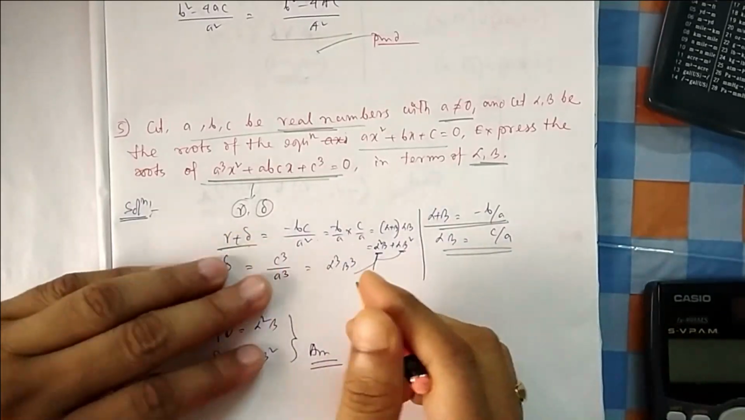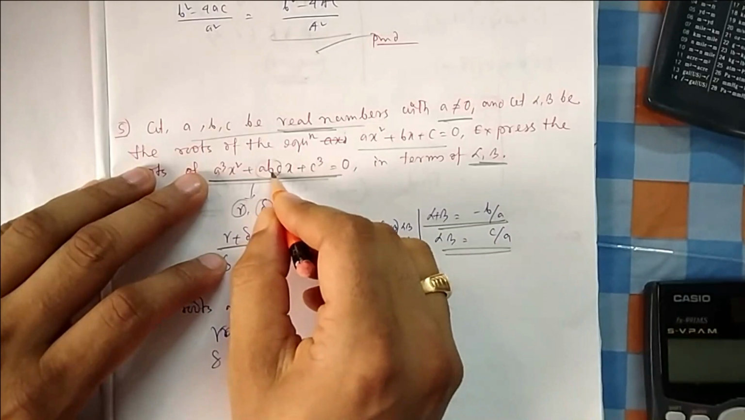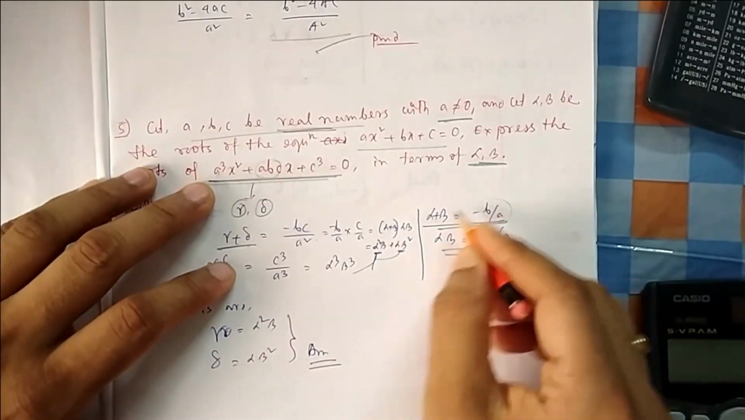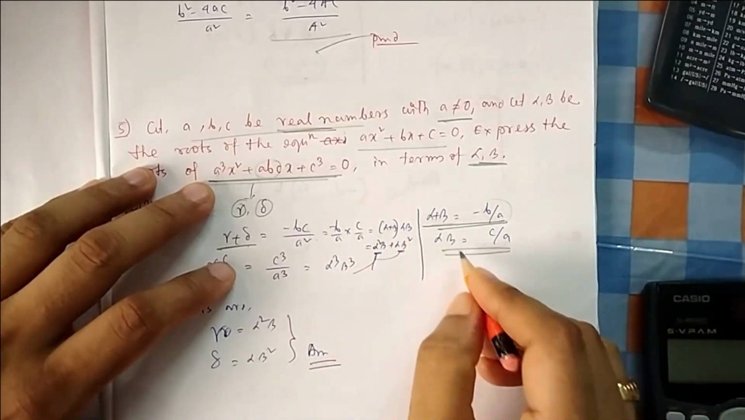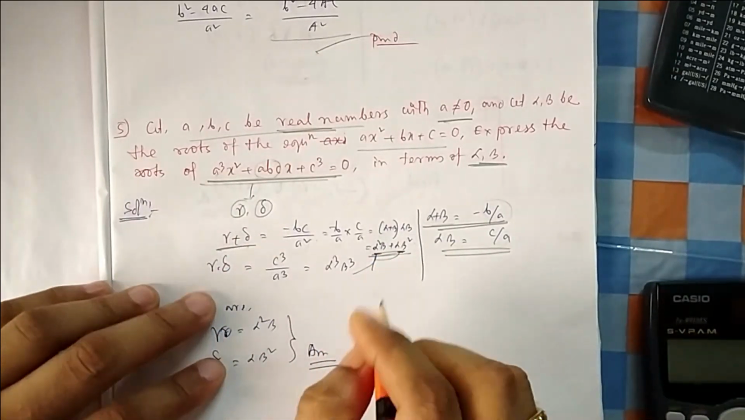So gamma plus delta is minus ABC divided by a cube, which is minus bc by a square. a will get cancelled. Now this can be written as minus b by a and then c by a. So minus b by a is alpha plus beta, and c by a is alpha beta. That means I can write it as alpha square beta plus alpha beta square.